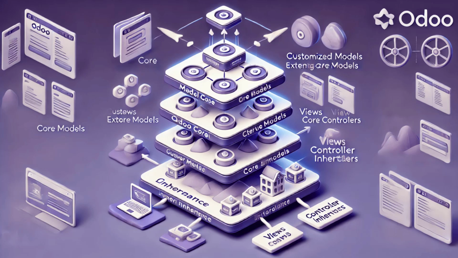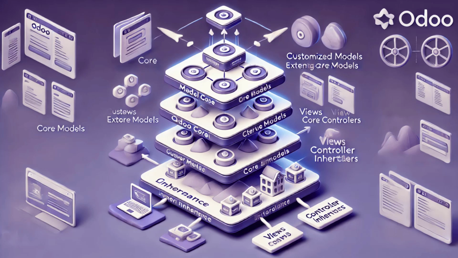Okay, guys, so there are three main types of inheritance in Odoo. Number one, model inheritance. This type of inheritance is used to extend or modify the behavior of existing models. By inheriting a model, you can add new fields, modify existing methods, or introduce entirely new methods. This approach allows you to customize business logic while keeping the core structure intact.